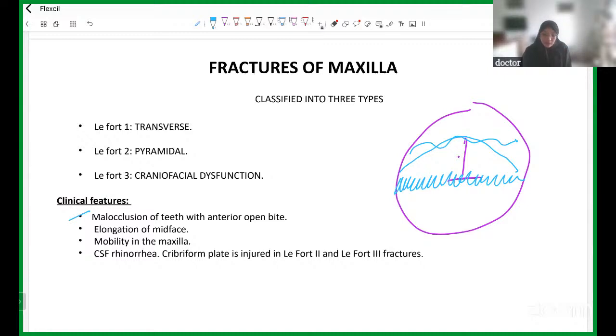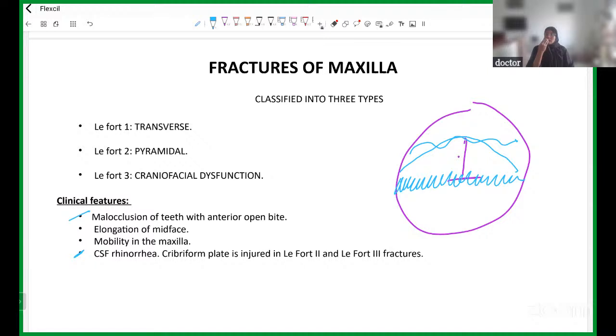These patients can also have CSF rhinorrhea. Now, CSF rhinorrhea is when your CSF starts to flow down from your nose. You have to be very careful. You might think that it's just a nasal discharge that the patient is having. No, that will be CSF rhinorrhea. That means the CSF fluid is leaking out from the nose.